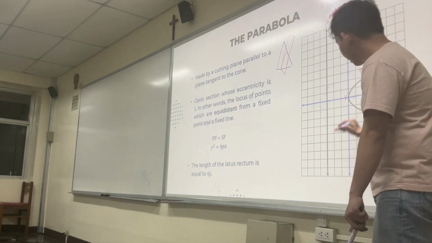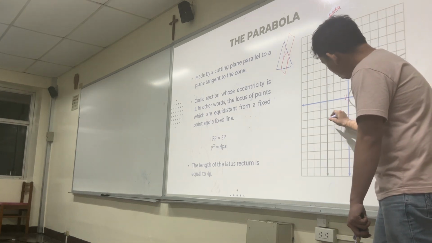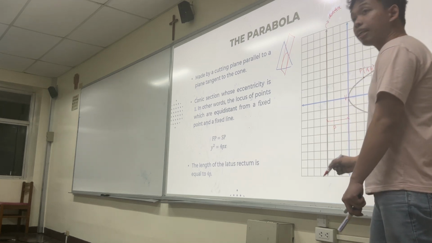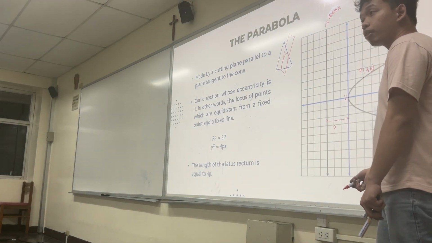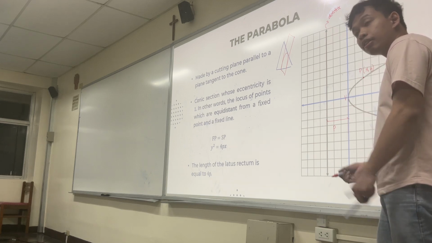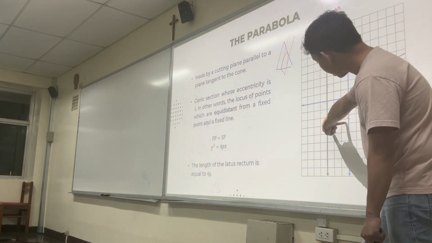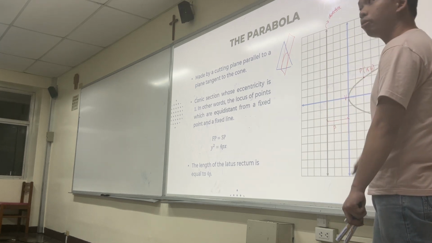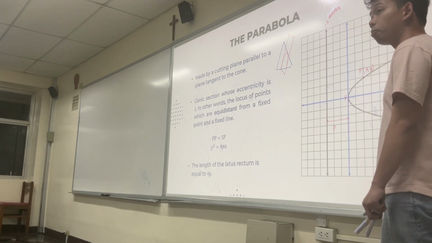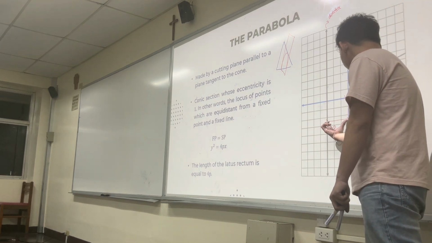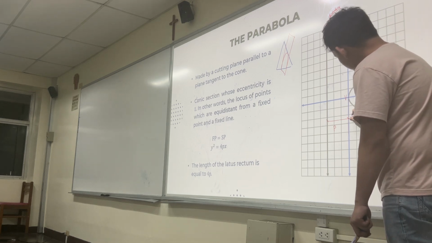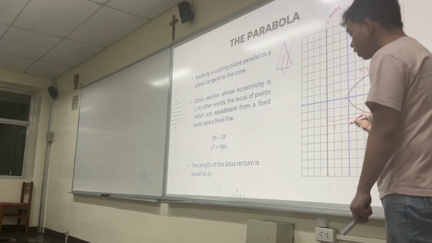Clear? The distance now from the vertex papunta to your directrix is denoted as P. P units. And also the distance, that P units, would be as well the distance from the vertex to the focus of your parabola. So this is P units as well.